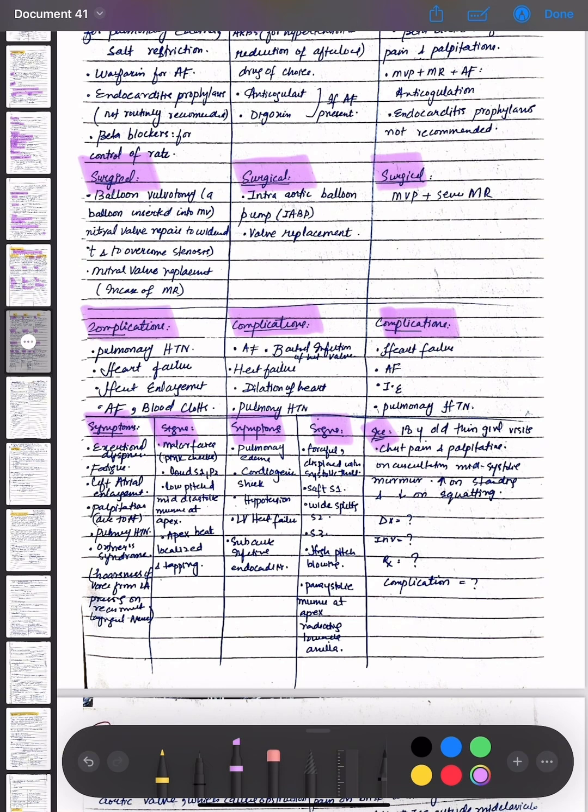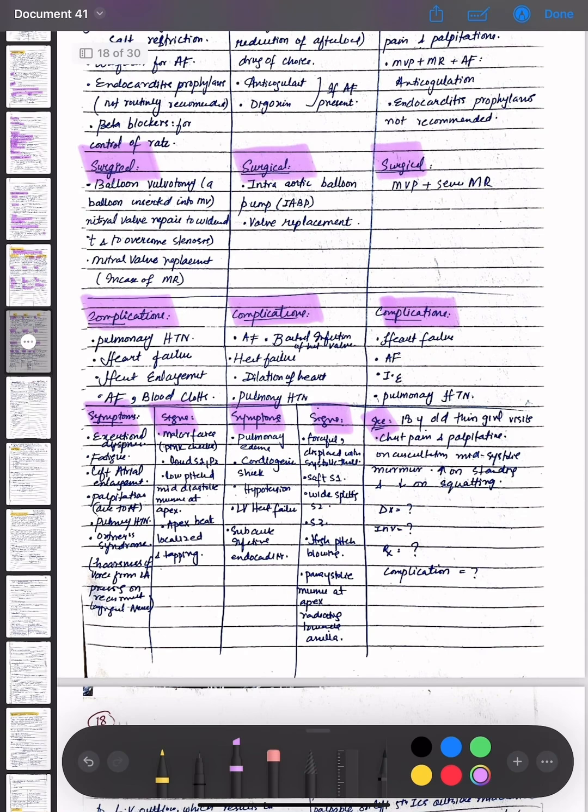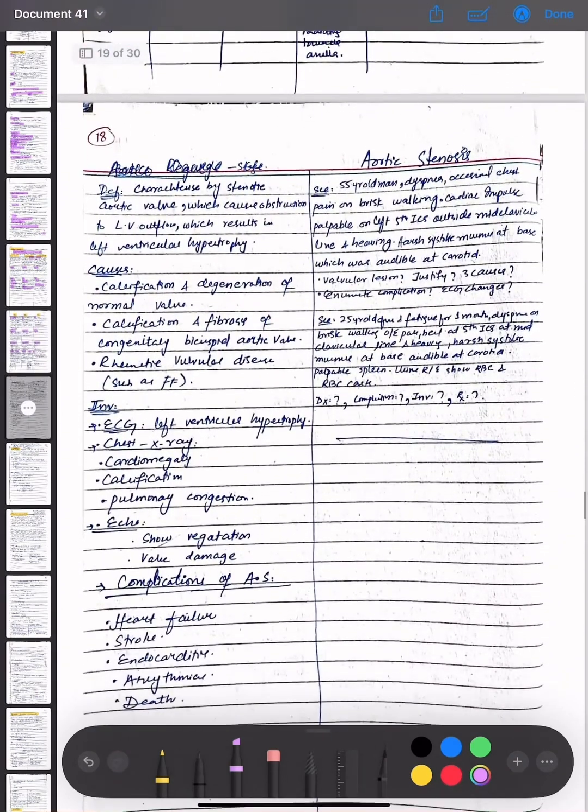The symptoms for mitral regurgitation are pulmonary edema, cardiogenic shock, hypotension, left ventricular heart failure, and subacute infective endocarditis. The signs for mitral regurgitation are a forceful displaced apex beat with systolic thrill, soft S1, widely split S2, S3, and a high pitch blowing pansystolic murmur at the apex radiating to the axilla. Now coming towards aortic stenosis.